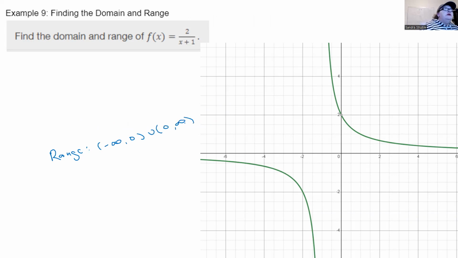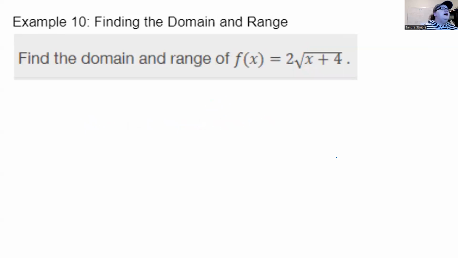Okay. It will never touch the x-axis. It can't, simply because it has only a constant in the numerator. Let's look at the next one. Find the domain and range of f of x is equal to 2 square root of x plus 4.